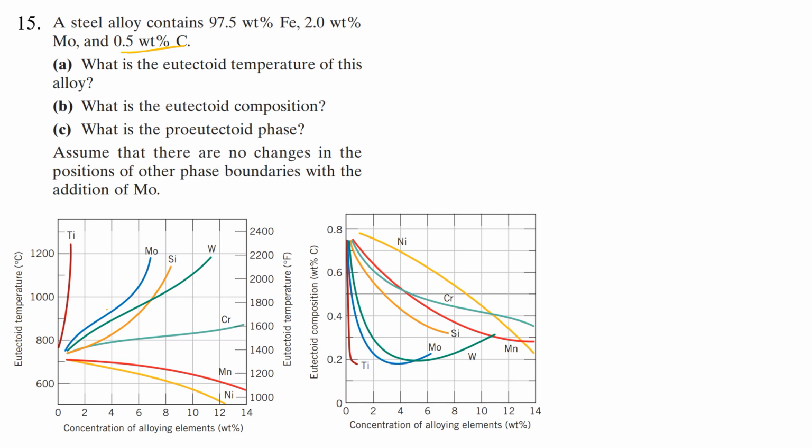Let's say here we have been given 2 weight% of molybdenum. So 2 weight% molybdenum is this. Carbon has not been given for this axis, so it's about here, 2 weight% molybdenum, and we'll just take an intercept. So this is the eutectoid temperature, given by the intersection of this point with the y-axis, which is about 850 degrees centigrade.